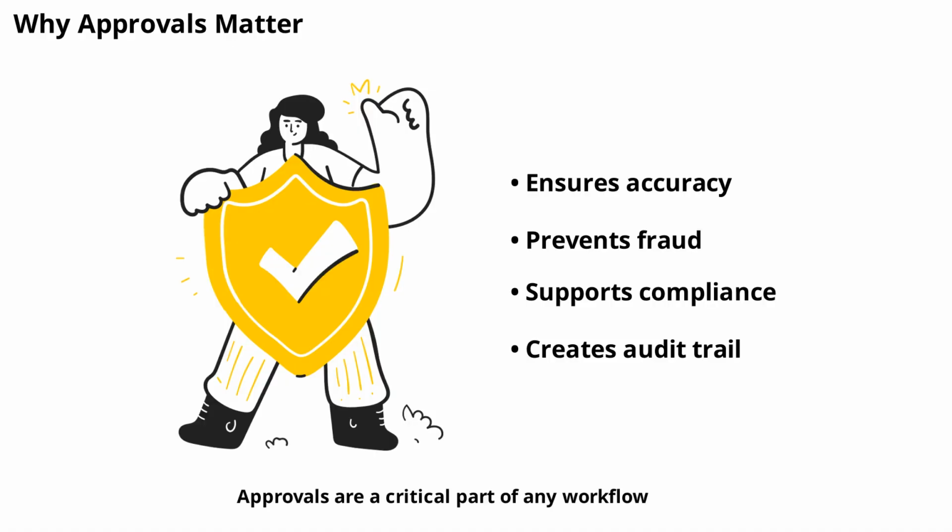Approvals are a critical part of any workflow, especially in subscription billing. They act as checkpoints to ensure accuracy, compliance, and security. For example, before a large invoice is sent to a customer, it might need to be reviewed by a manager. This step helps catch mistakes, prevent fraud, and ensure that billing aligns with company policies. Approvals also create a record of who authorized each action, which is essential for audits and accountability.